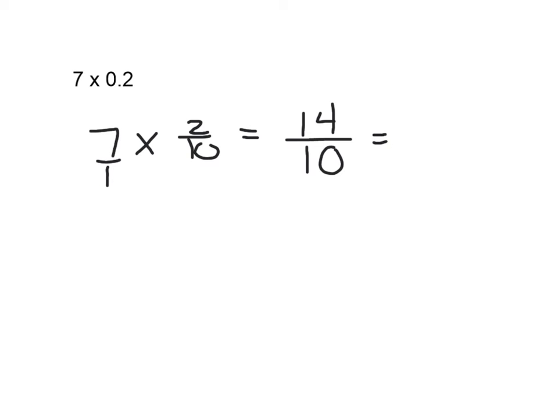So now I have 7 times 2/10. And we know this is basically 7 over 1. So we do 7 times 2 is 14. 1 times 10 is 10. So we have 14/10, which means I have to put the 4 in the tenths place, and my 1 goes in my ones place. So 7 times 2 tenths is 14 tenths, or 1 and 4 tenths.